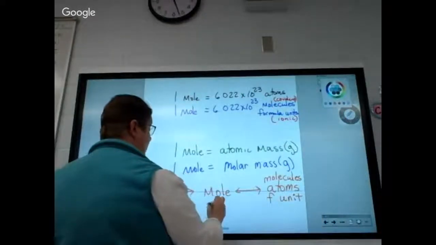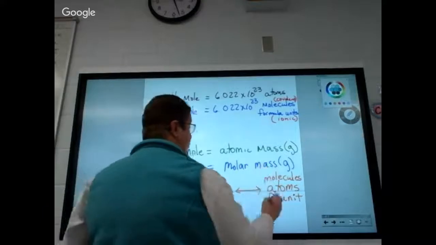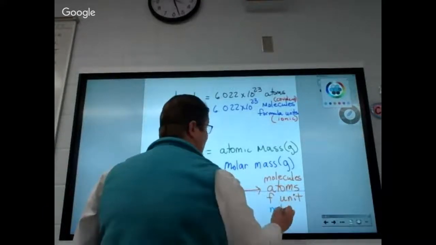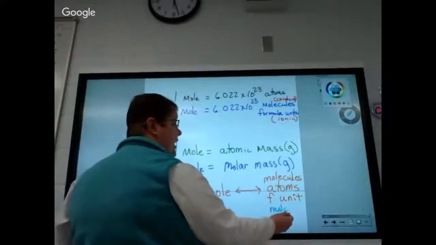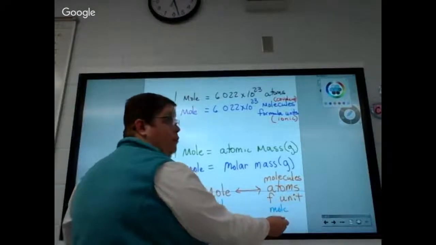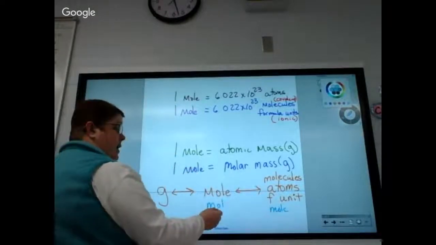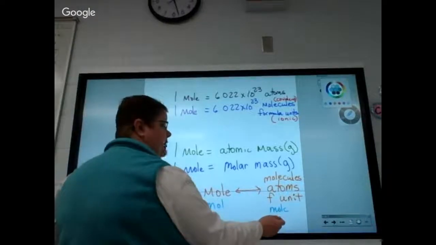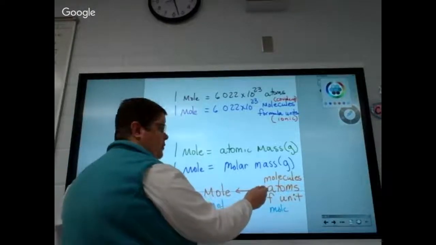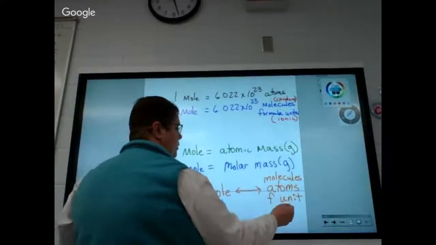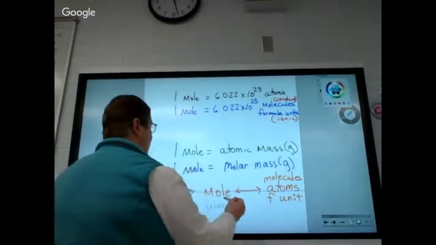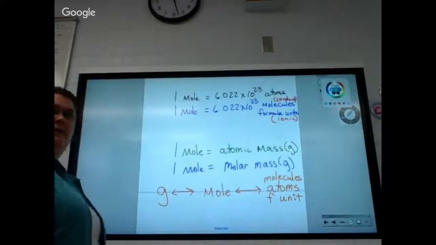Moles can be abbreviated MOL. Molecules can be abbreviated MOLC. You will find that I will not abbreviate these very often, simply because my handwriting is bad, and I know that. If I abbreviate MOLC, what do people think I wrote? They think I wrote moles. Atoms does not have an abbreviation. We don't write AT or A. A stands for angstroms.